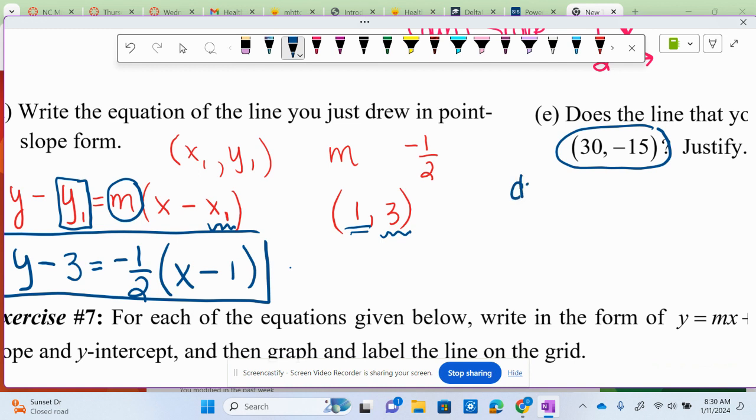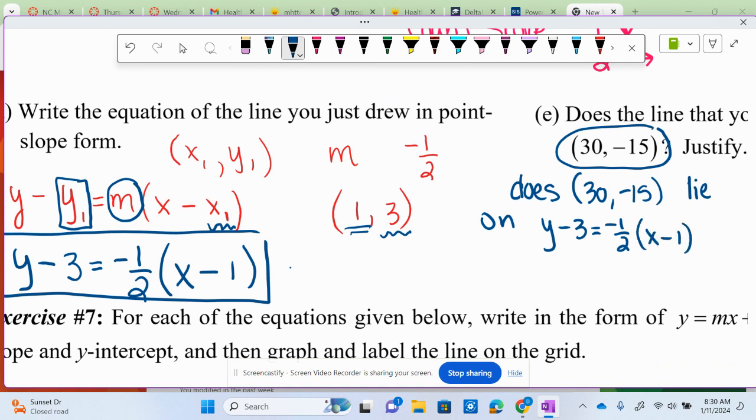I'm going to write that down. Does 30, negative 15 lie on y minus 3, because that's the line we're talking about, equals negative 1/2 times x minus 1. How could I figure that out? Should I graph it in decimals and see if the point 30, negative 15 is on there? I could do that. What else could I do? It's already in point slope form.